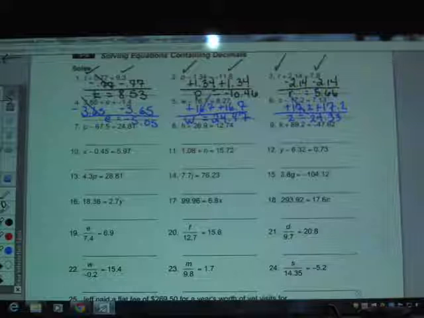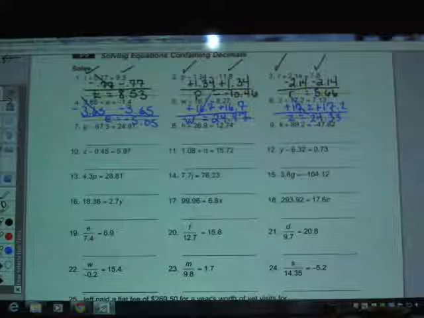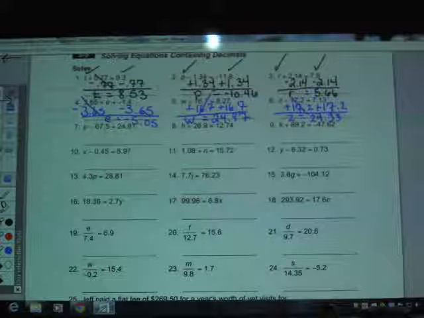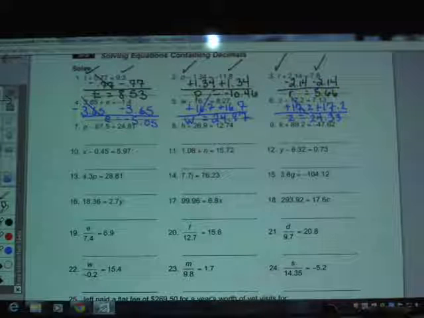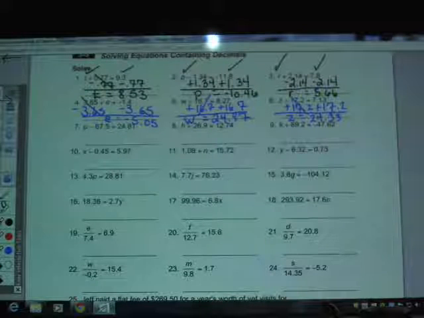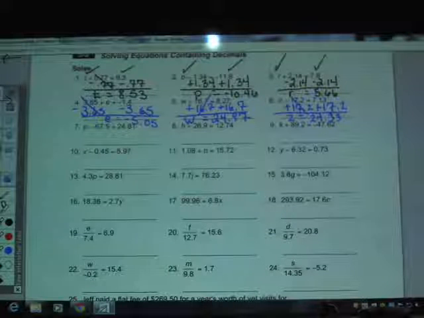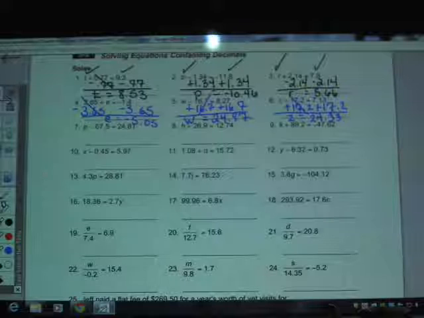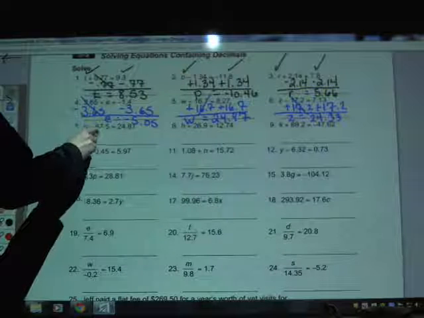Okay, let's go to number 7. P minus 67.5 equals 24.81. So, variable P on the left, that's a good thing. Number 24.81 on the right, that's a good thing. 67.5, not a good thing. Notice it's got subtraction in front of it, but to solve it, I have to do the opposite, which is to add. So I'm going to add 67.5 to both sides.